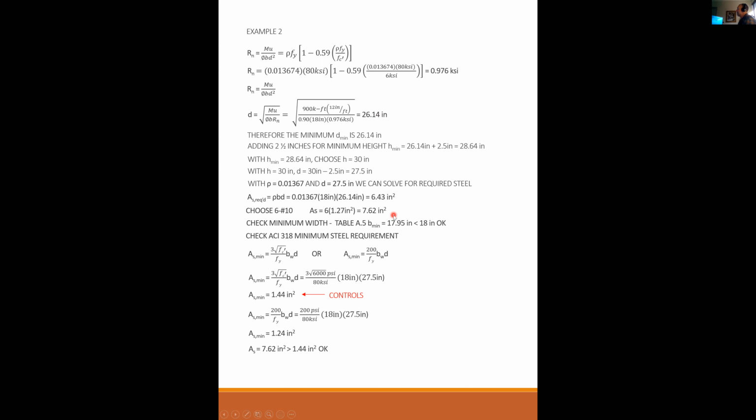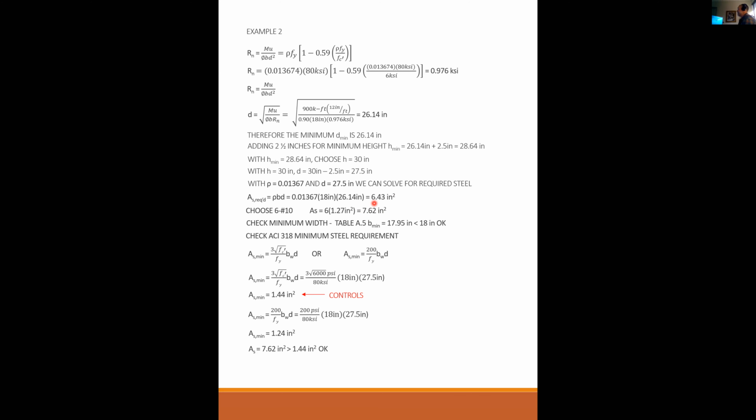But then look what happened here. My required steel is 6.43, but just because I had to pick something practical and buildable, I needed to choose a rebar pattern that would fit. So I chose six number 10s. Look how much greater the area of steel is that I'm providing than what was actually necessary. We can do 7.62 minus 6.43, divided by 6.43. We're actually providing 19% more steel than is required.